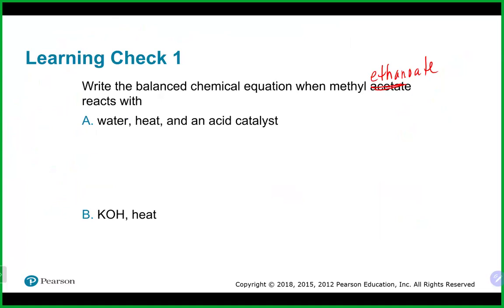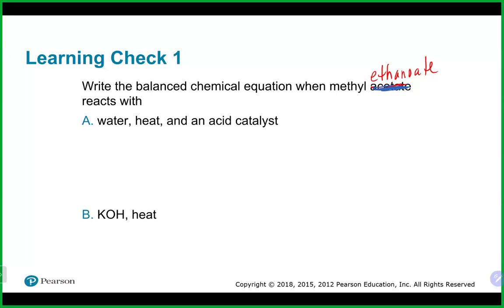Any questions on that? So why don't you try it? Why don't you draw what you would get if you started with methyl ethanoate in both cases, doing water and an acid catalyst on top, and potassium hydroxide, which is a strong base, on the bottom.